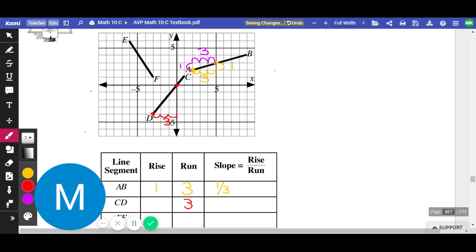My rise is then how many I have to go up to get to the point. To get to that point, I have to go 1, 2, 3, 4. That means my rise is 4. You want to calculate the slope, rise divided by run, 4 divided by 3. Perfect. Try the last one. E to F. You can do it on your own.